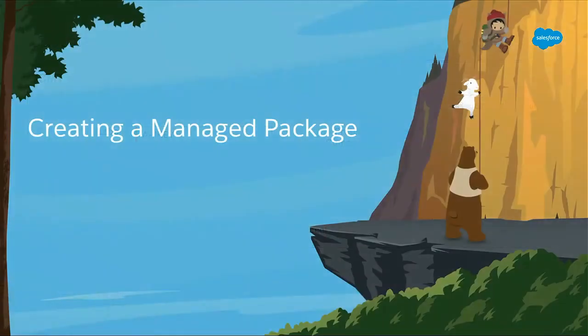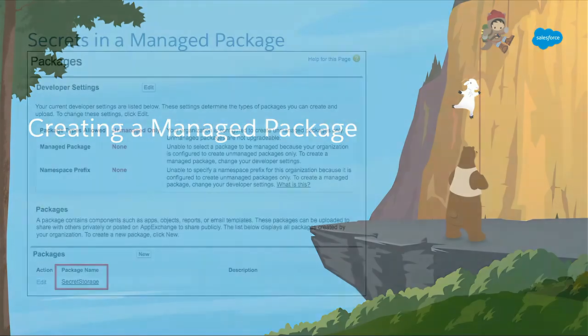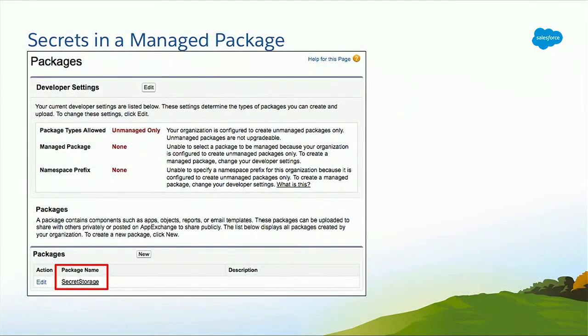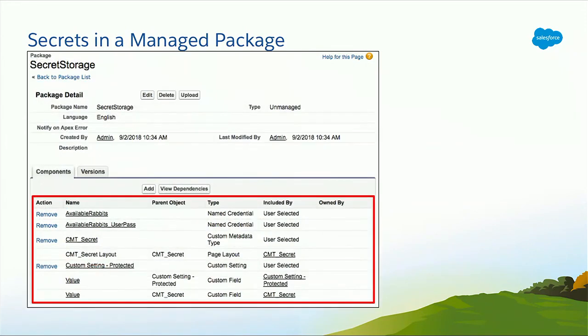All right. So let's create a managed package now and hide some secrets inside it. The first thing we've got to do is go to an org, spin up a dev org, and you can see that I've got a package down here that I created called Secret Storage. We have to make some changes to the org in order for this to really work to create a managed package. So let's start doing that.